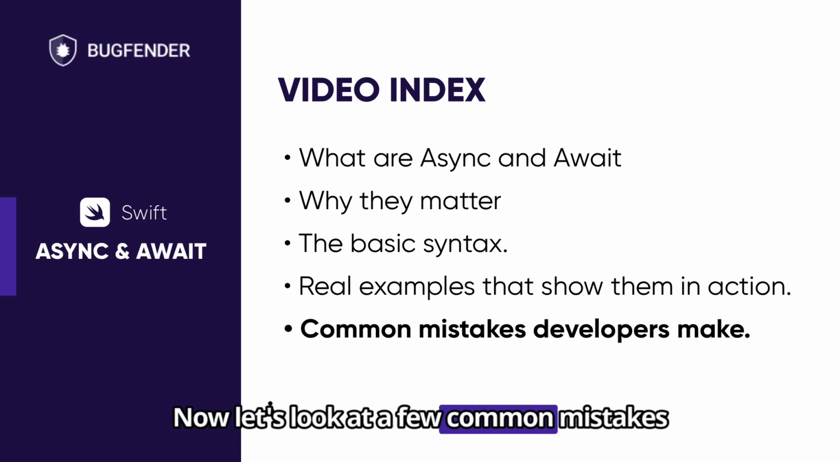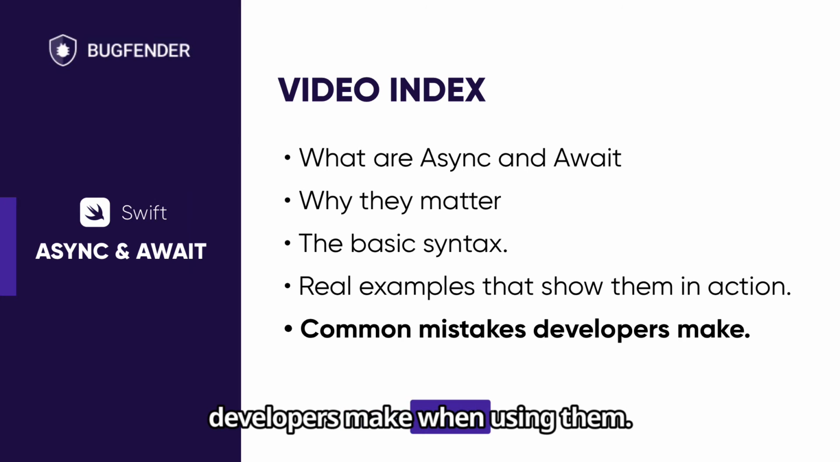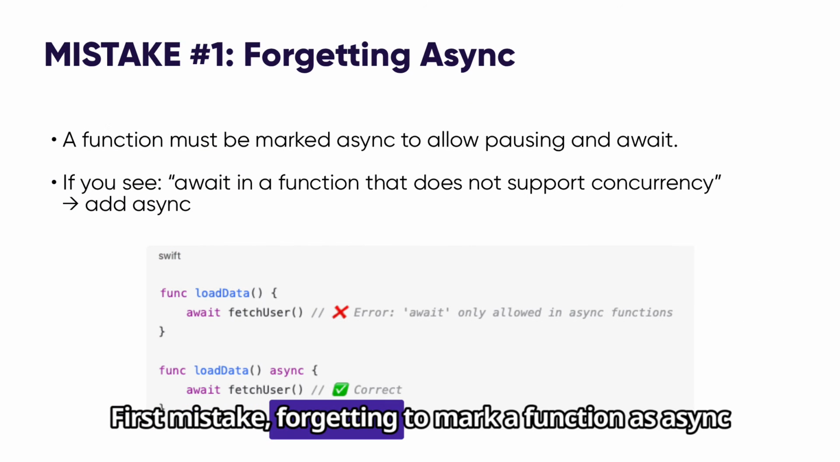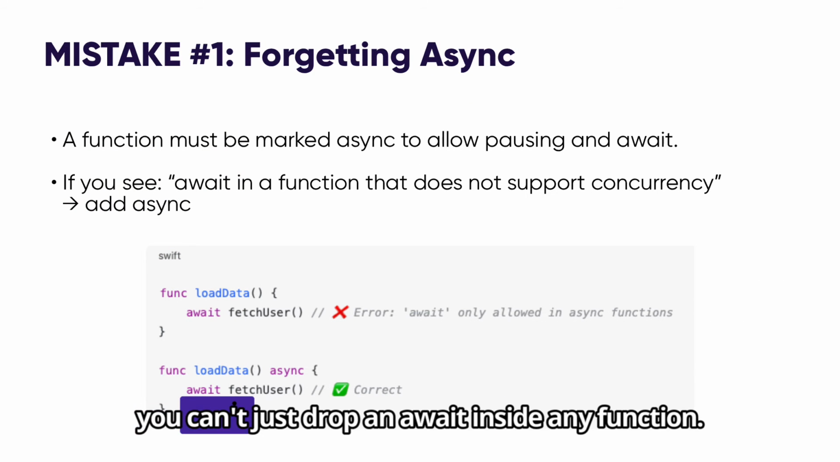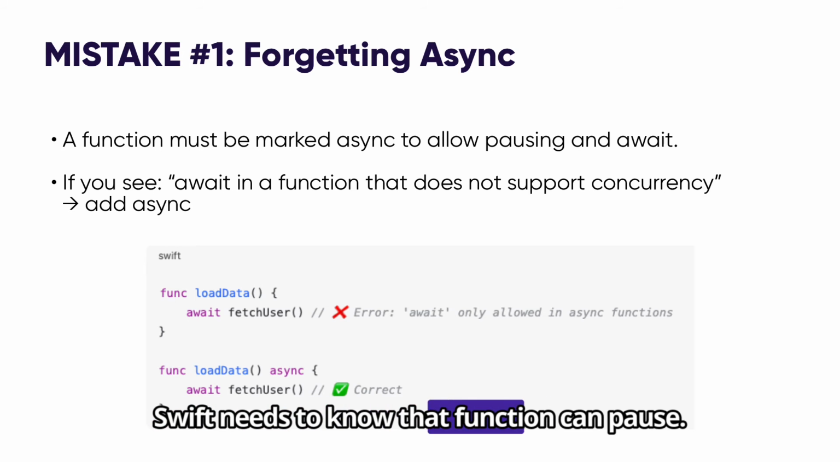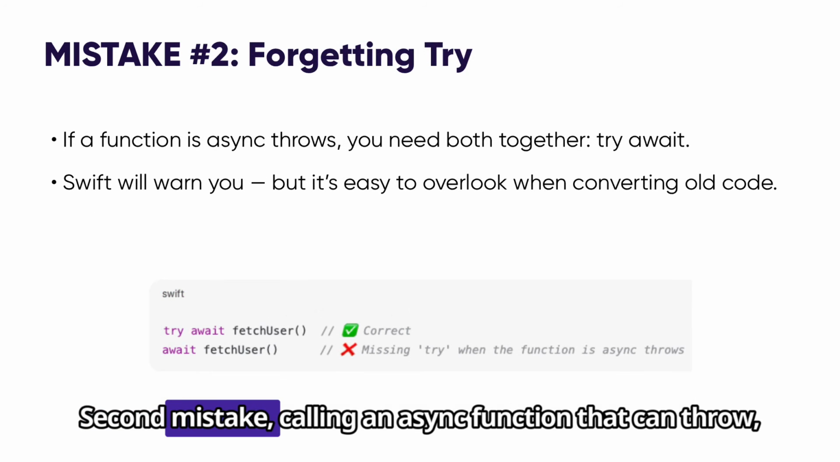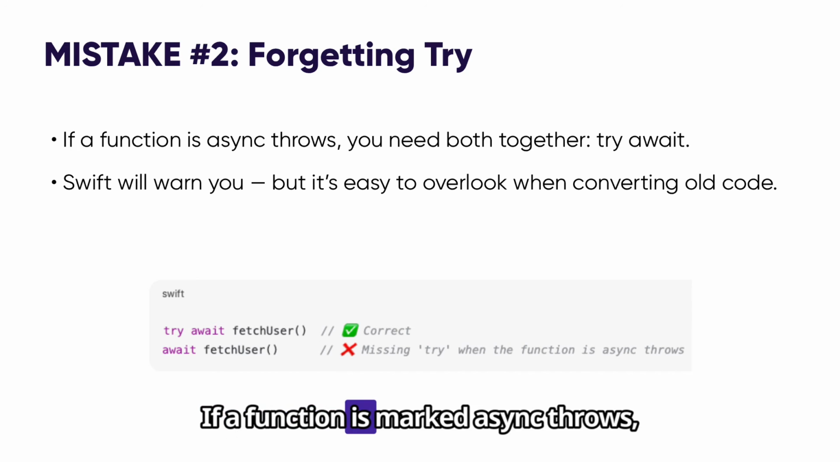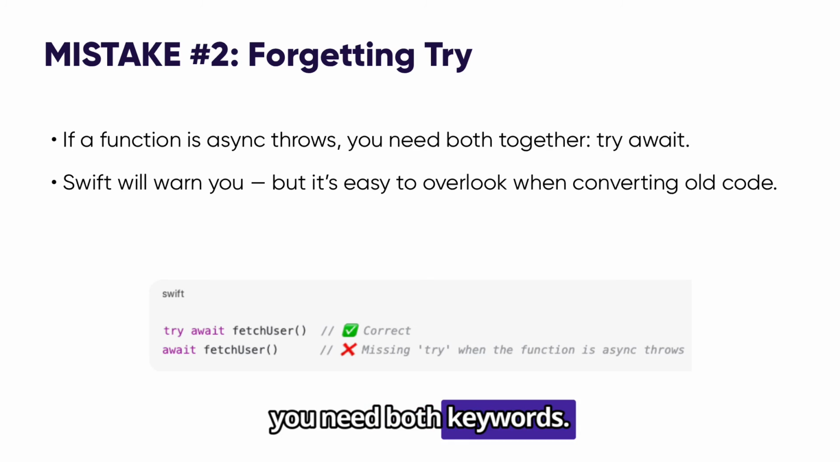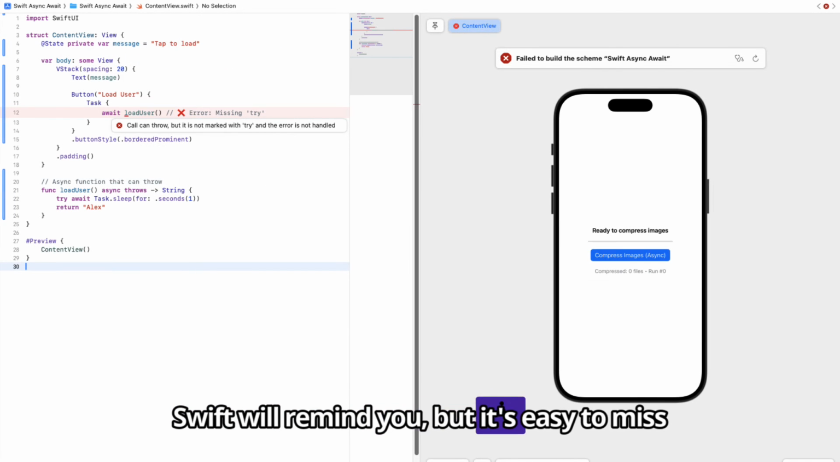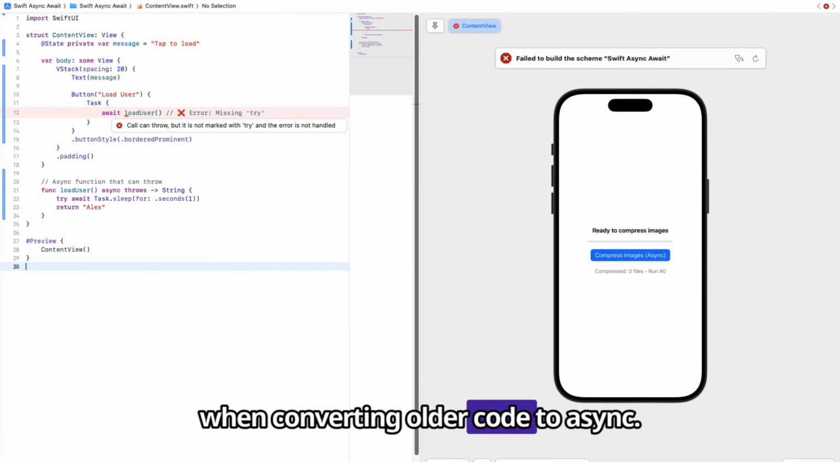Now let's look at a few common mistakes developers make when using them. First mistake, forgetting to mark a function as async. You can't just drop an await inside any function. Swift needs to know that function can pause. Second mistake, calling an async function that can throw, but forgetting try. If a function is marked async throws, you need both keywords. Swift will remind you, but it's easy to miss when converting older code to async.